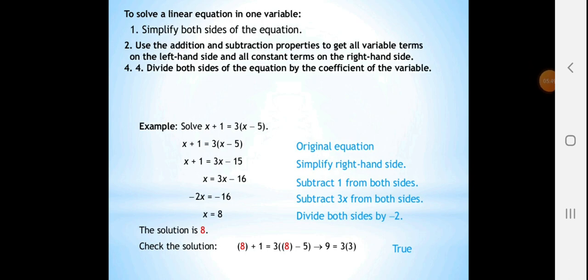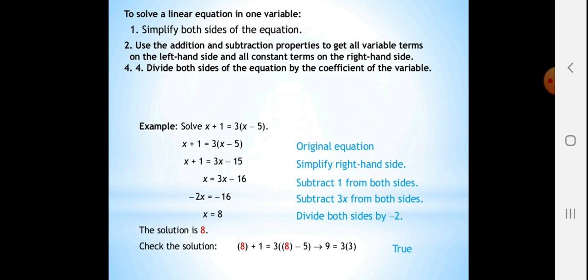So in this equation, first we will solve the bracket. So 3 will be multiplied with x, becomes 3x, and 5 will be multiplied with 3, it becomes 15. Now I will carry 3x from the right hand side to the left hand side. It becomes x minus 3x.